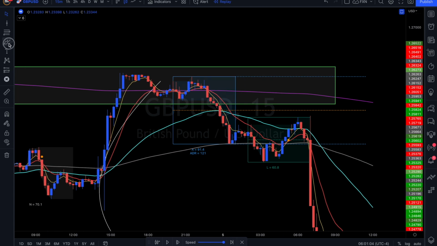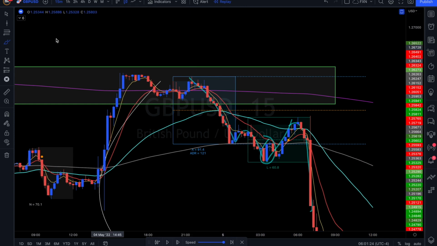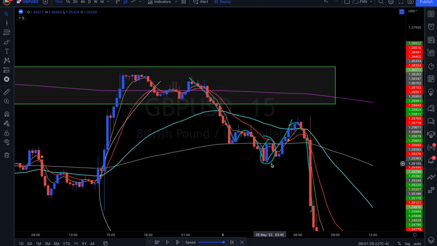Okay, so you'd have the first leg here. Second leg gave you a railroad track. That would obviously be good for an entry, and then boom, here you'd be taken out. So this would be an example of a trade where you would take a loss. But that's okay because these are going to come. This is what's going to happen.